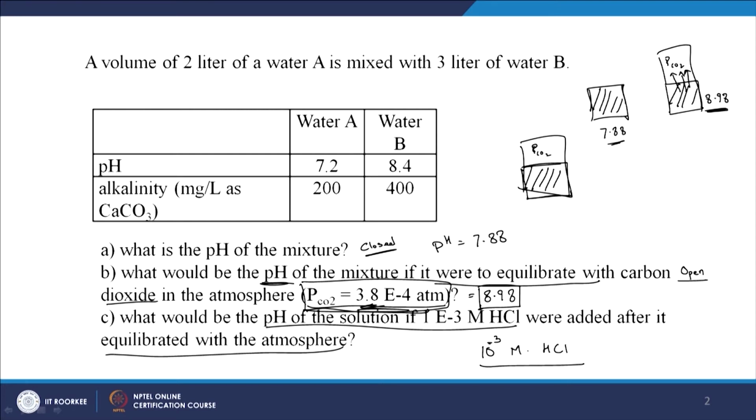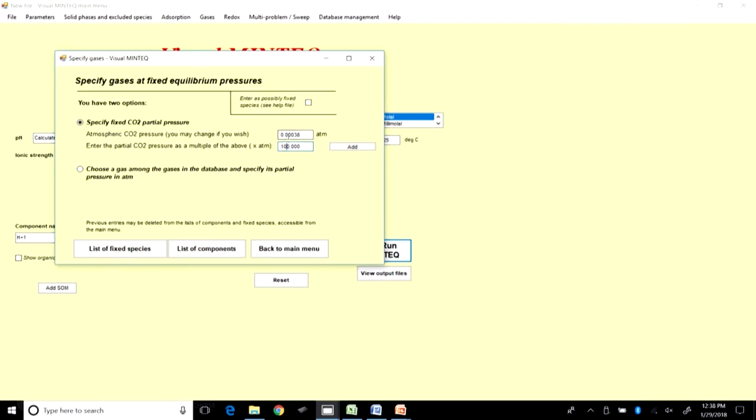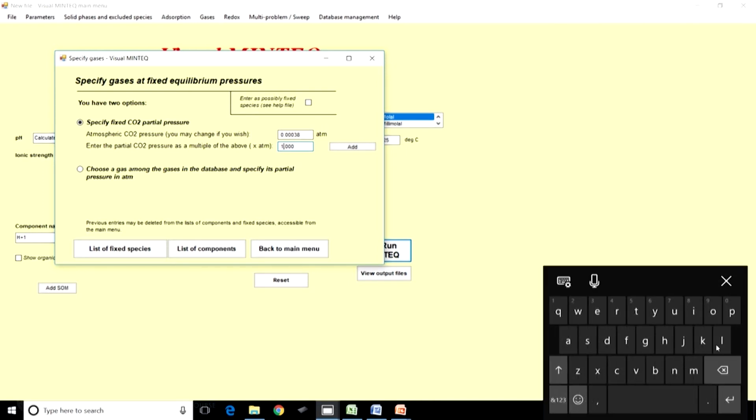First we need to obviously have the relevant values from the previous run or iteration. So let us go back to Visual MINTEQ. I am going to go back to gases again. The case was 3.8 into 10 power minus 4, so I need to get that back there, okay.